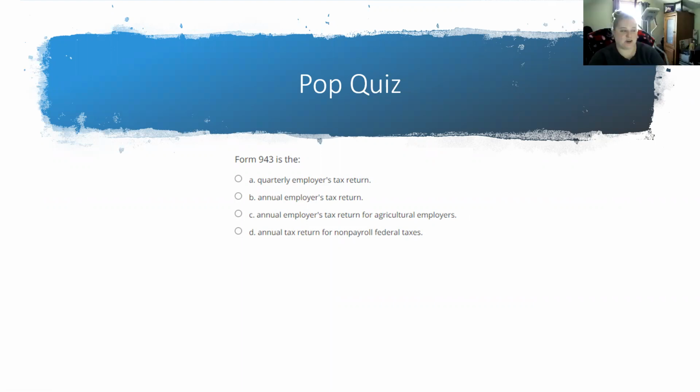941 is the first one, the quarterly employer's tax return. Annual employer's tax return is the 944, and that's only if you have less than $1,000 liability and you're a 944 filer with the IRS. Felicia is correct. 943 is the employer's tax return for agricultural employees, and 945, the last one, is the annual tax return for non-payroll federal taxes. Good job.